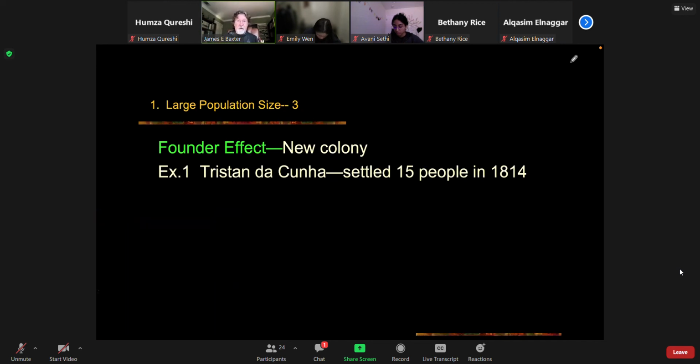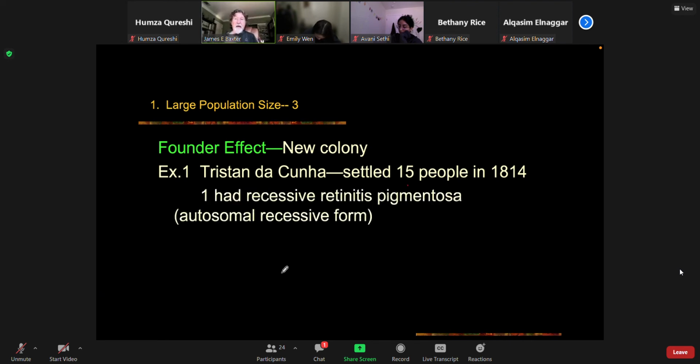So in 1814, so very early, there was a British ship that landed there, and 15 people on this ship, males and females, skipped off and decided they didn't want to go any further. And so they stayed there. And most of the modern population of Tristan da Cunha today are descendants of these 15 individuals. So these 15 individuals represent a founding colony, and their allele makeup is not the same as the England from which they came, okay? Because, for example, among these 15 individuals, one had a genetic disease called retinitis pigmentosa.